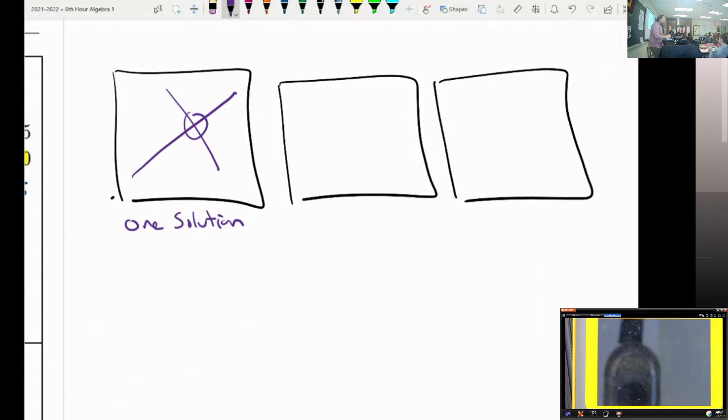However, it's very possible that two lines in a plane could be what are called parallel lines that never touch. And that's exactly what's happening in question C. This has no solution because those two lines never cross. So there's never going to be a place where x and y are the same thing.